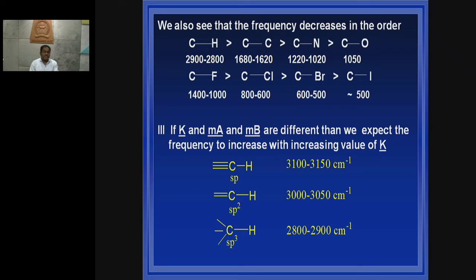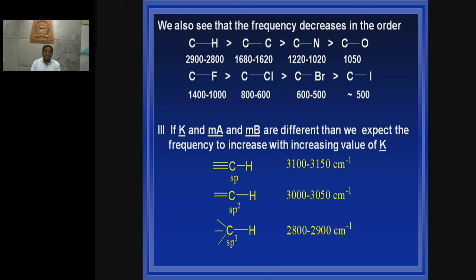In the first case, it is joined with a triple bond. In the second case, it is connected with a double bond. And in the third case, it is connected with a single bond. So you can observe here the hybridization of carbon. In the first case it is sp, in the second case it is sp2, and in the third case it is sp3.